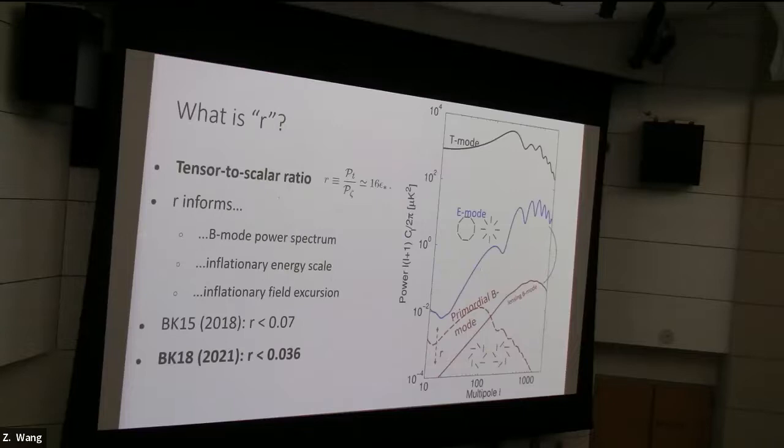And also, it turns out in the late 90s, it was realized that if you observe this curl pattern of polarization, the amplitude of that is directly proportional to tensor. And as we discussed, tensor is proportional to the energy scale of inflation. Okay, so this is what I've been doing for the 20 plus years.